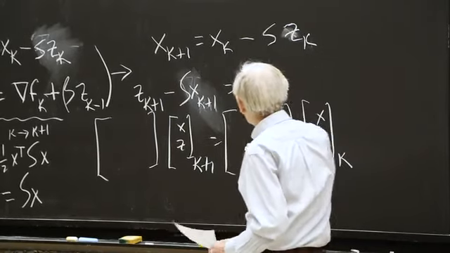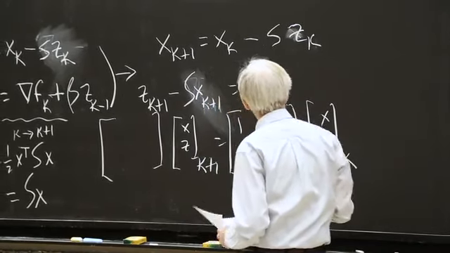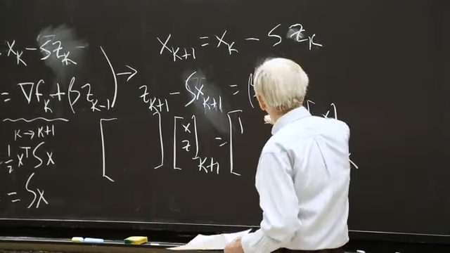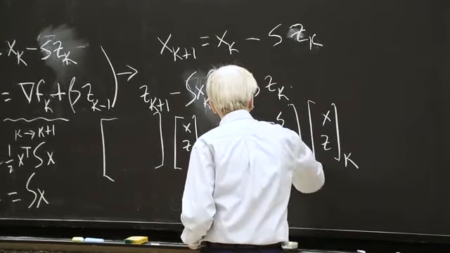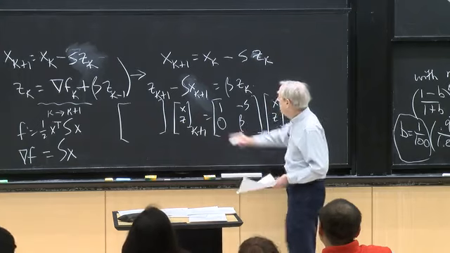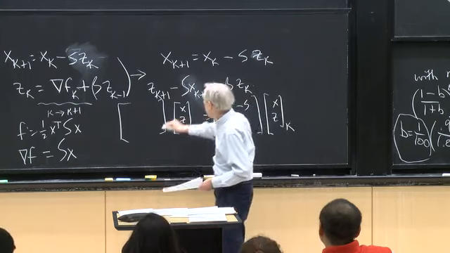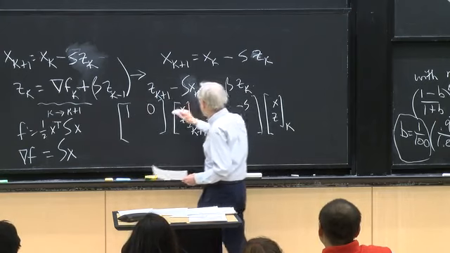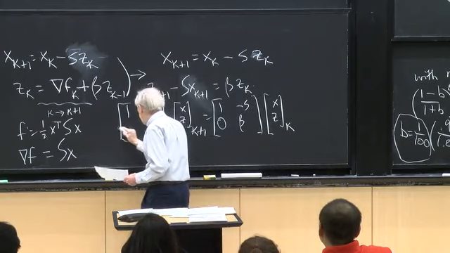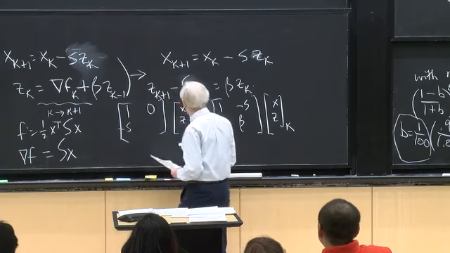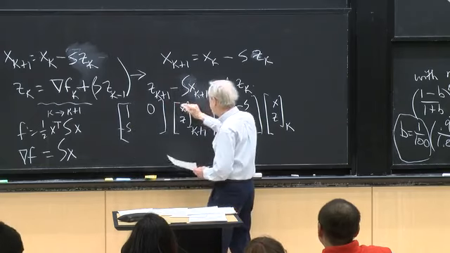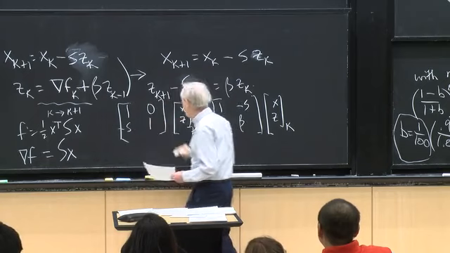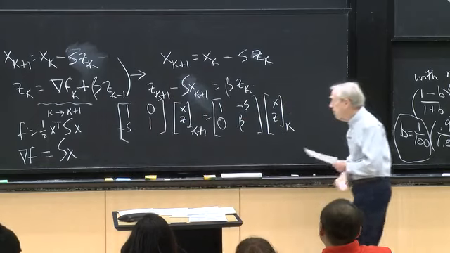The first equation has a 1 and a minus s, looks like, in the first row, and it has a beta in the second row. And here the first equation has a 1, 0 in that row, and then a minus s. I'll put in minus s, multiplying xk plus 1, and then the 1 that multiplies zk plus 1. Is that all right?